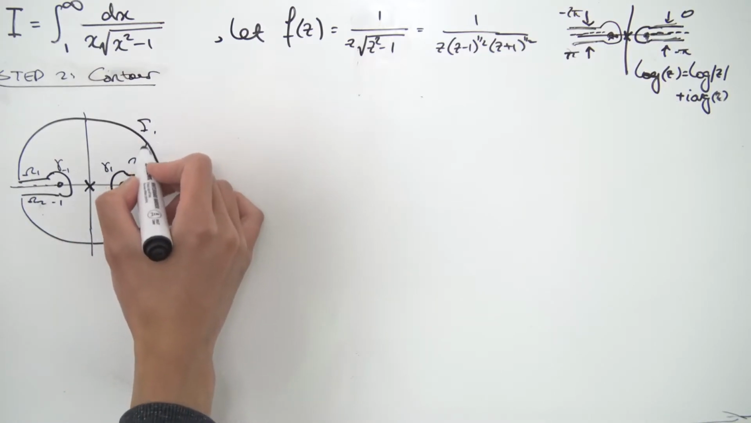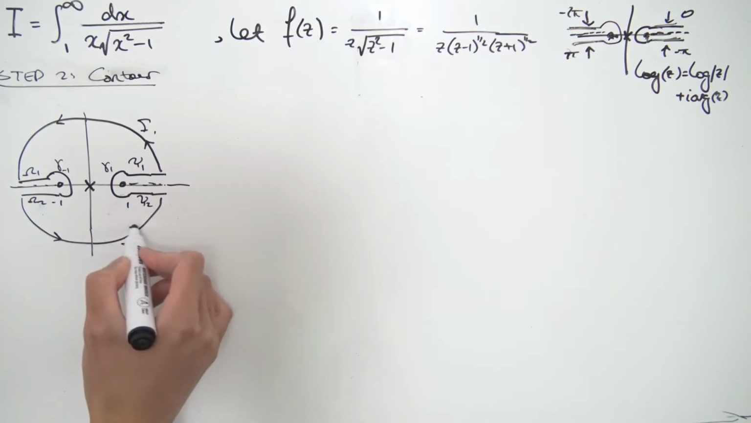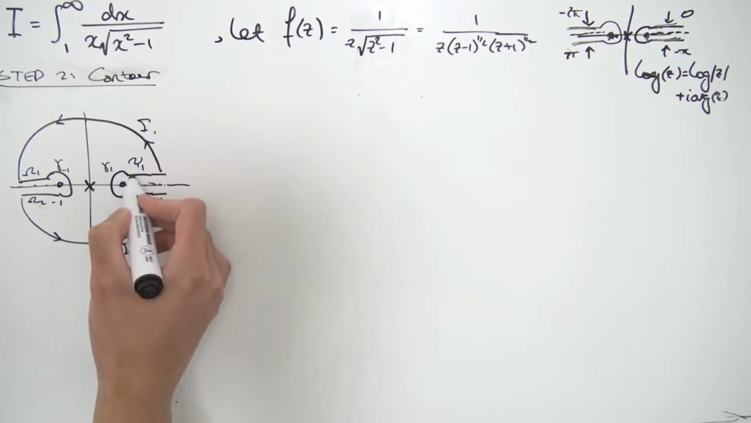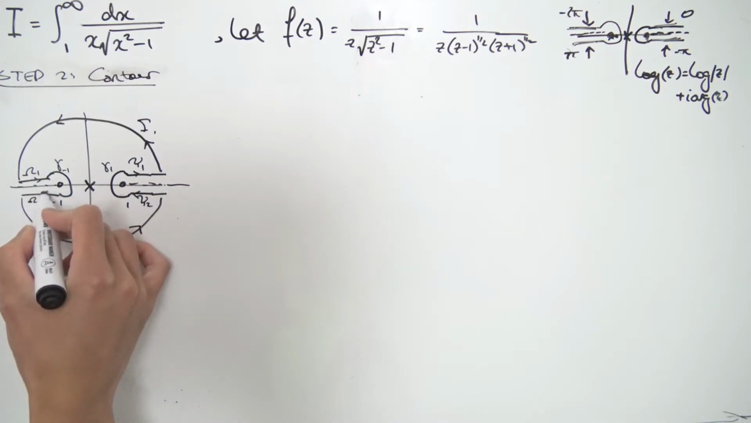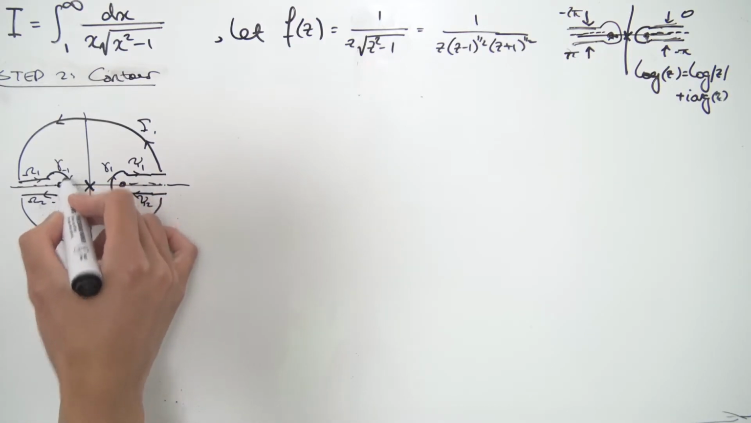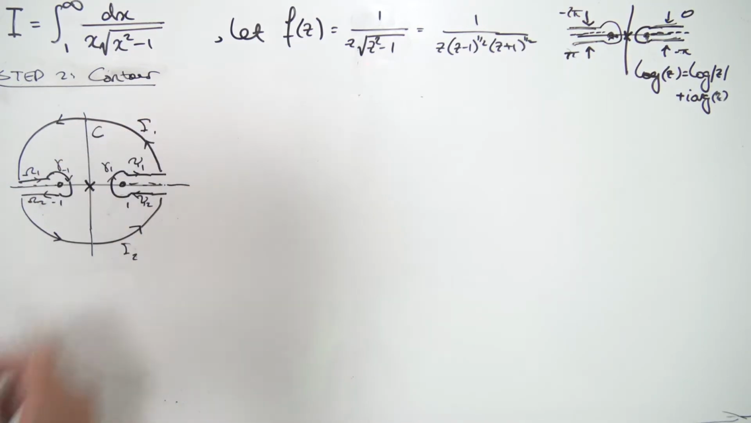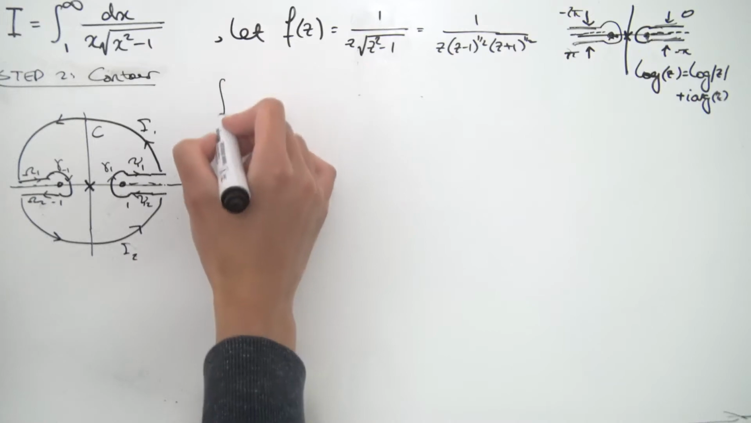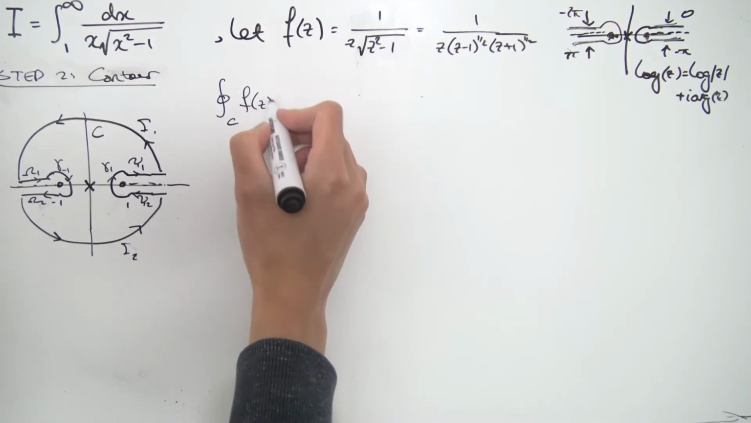So we're going to traverse in the positive direction, which means counterclockwise. So something like this. On these inner paths here, we're going to go this way, and then this way, and this way as well. Okay, so we want to integrate along this contour, which I'll call C. So let's write out some integrals now. So we have the contour integral over C of f of z dz.